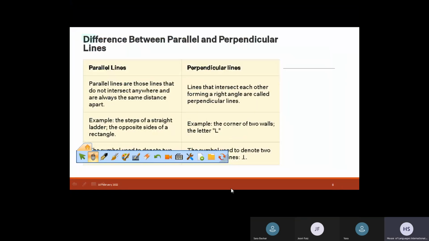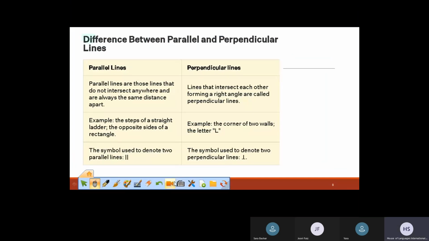So this is how we can draw the perpendicular lines. Now, what are the differences between the parallel and the perpendicular lines? What do I mean by parallel? They are lines that do not intersect anywhere. The perpendicular lines intersect and form a right angle. Examples of parallel lines are like the steps of a straight ladder. The ladder.